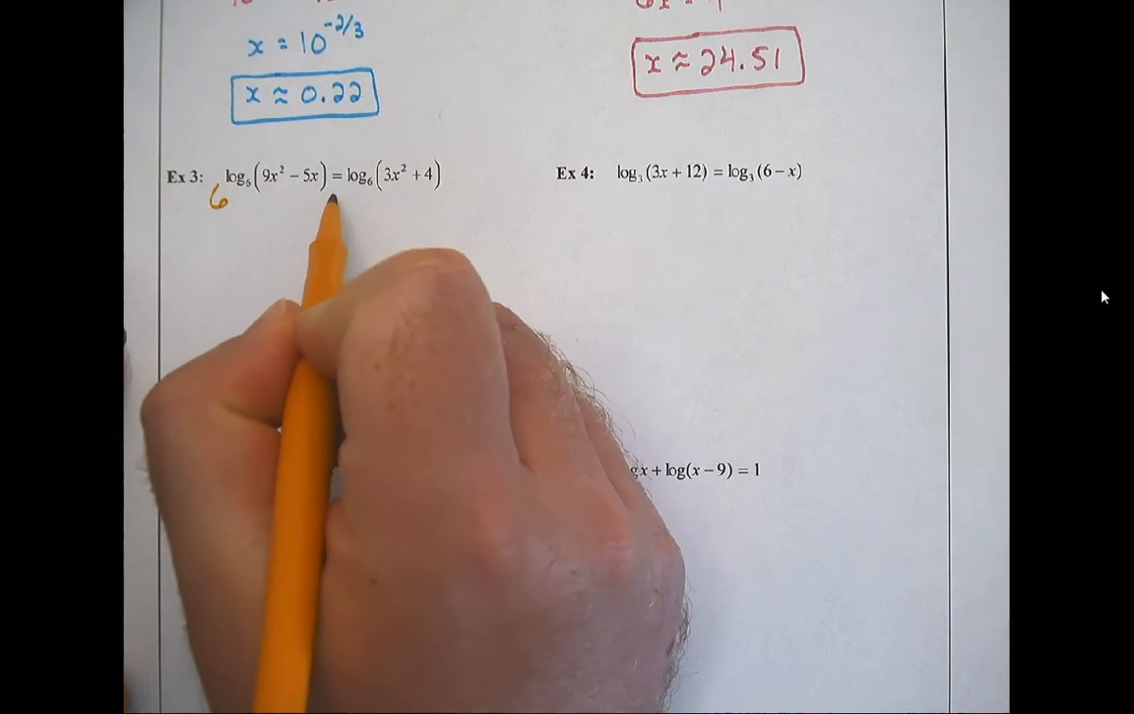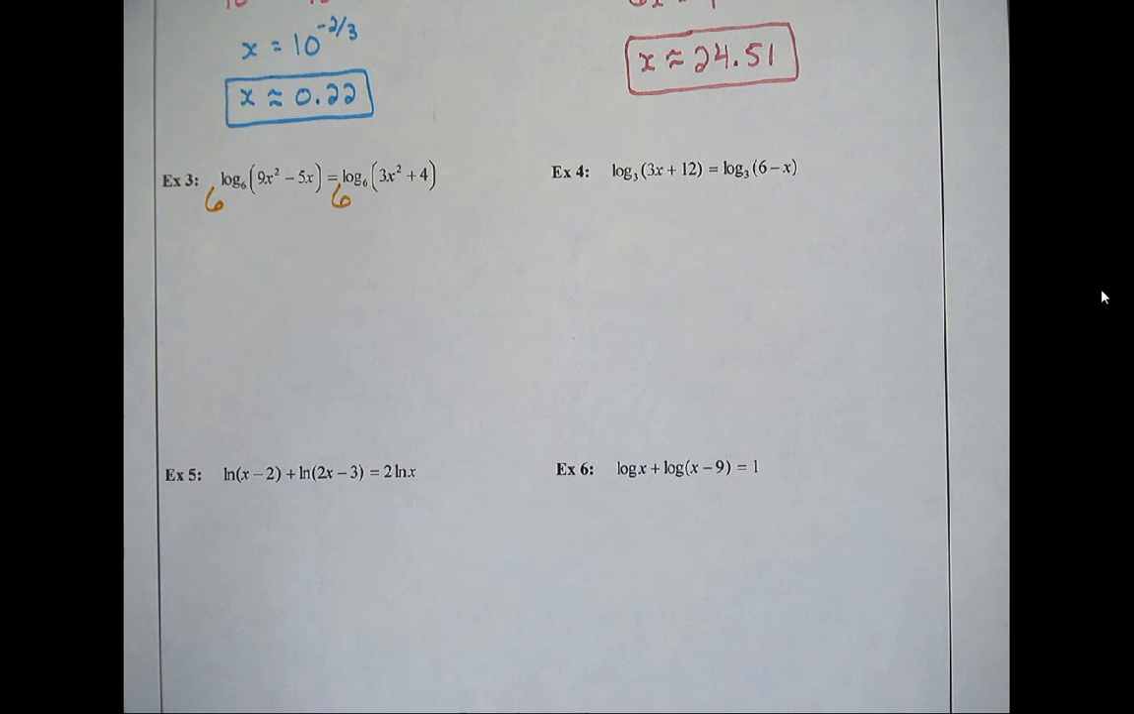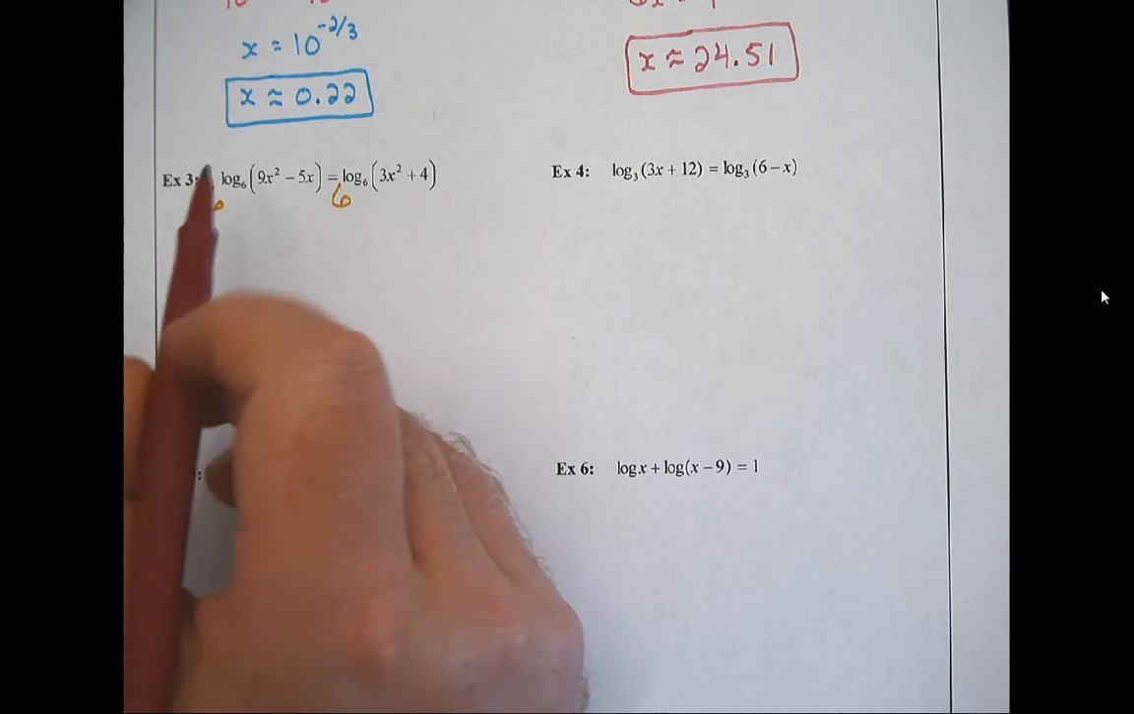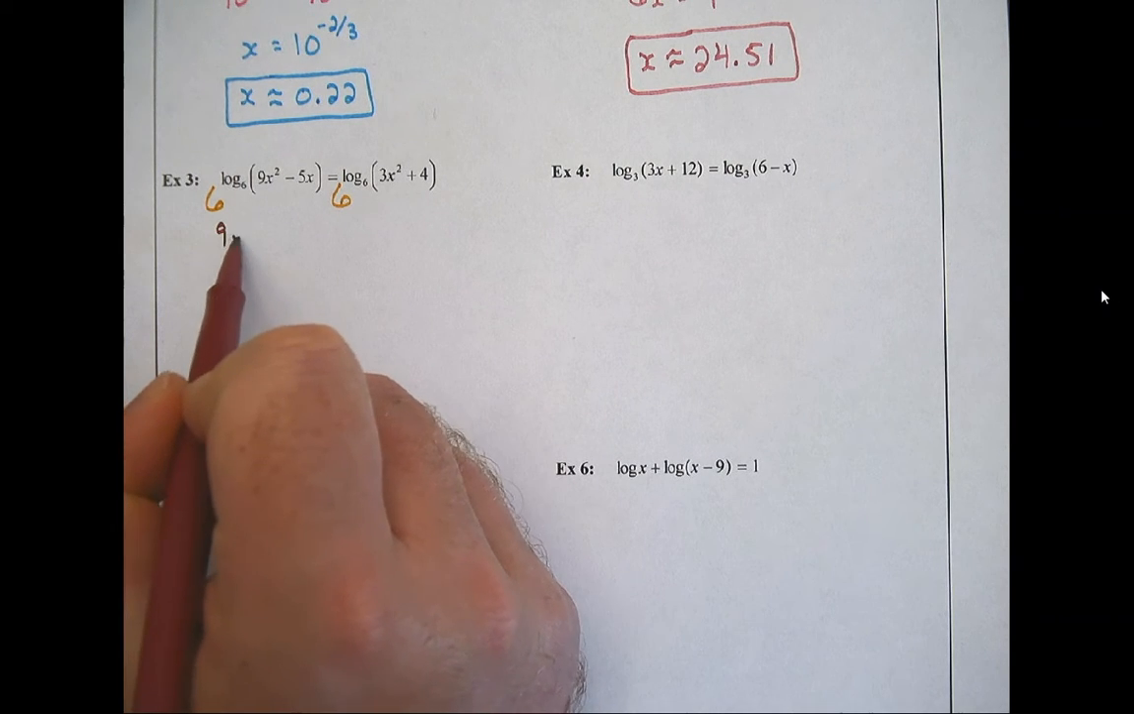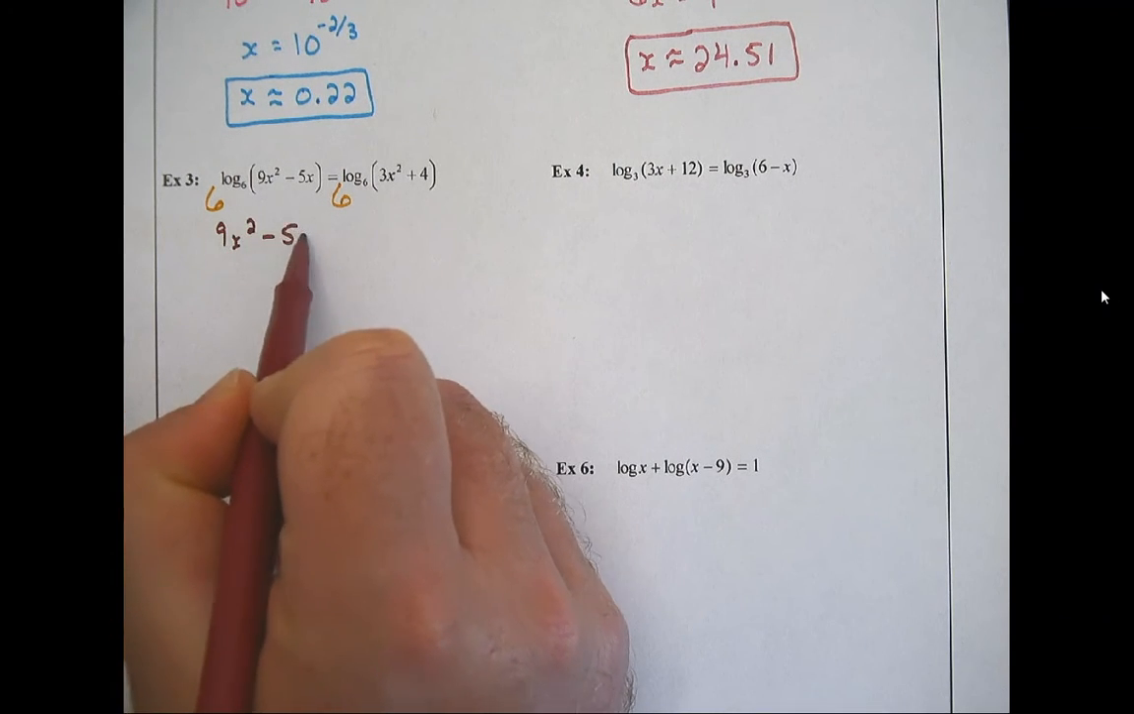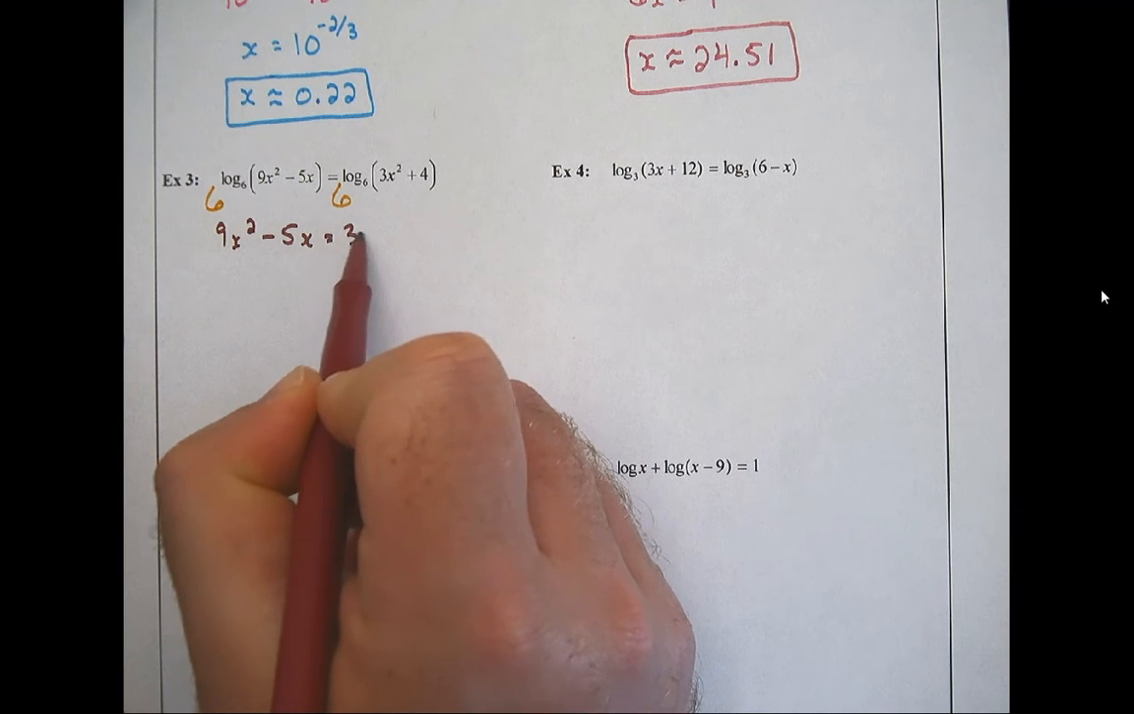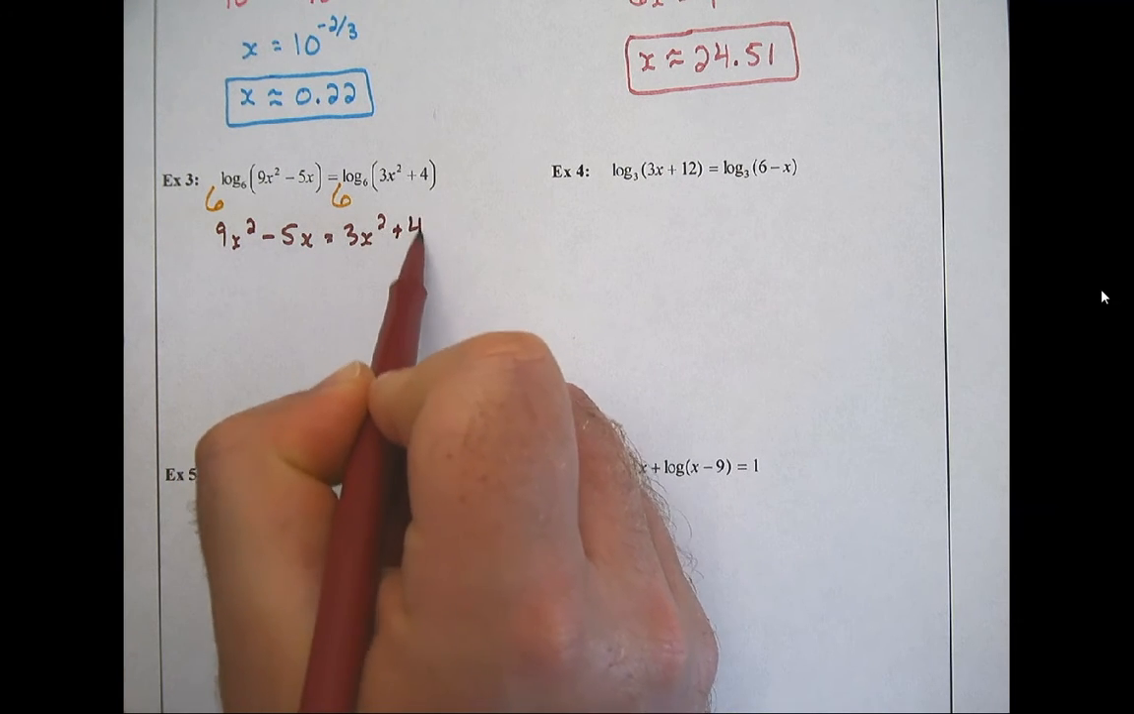6 to the, and 6 to the. Now that those are gone, we can look at what's still left over, and that leaves us with 9x squared subtract 5x equals 3x squared plus 4.